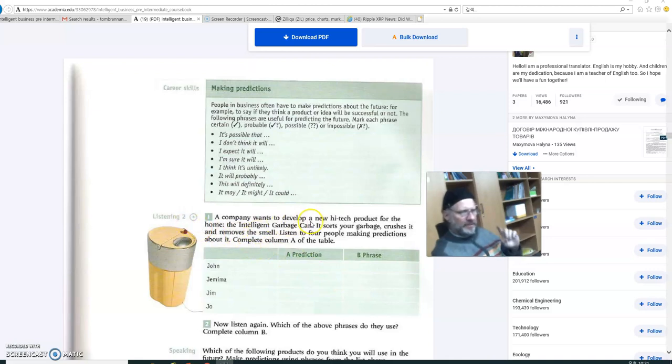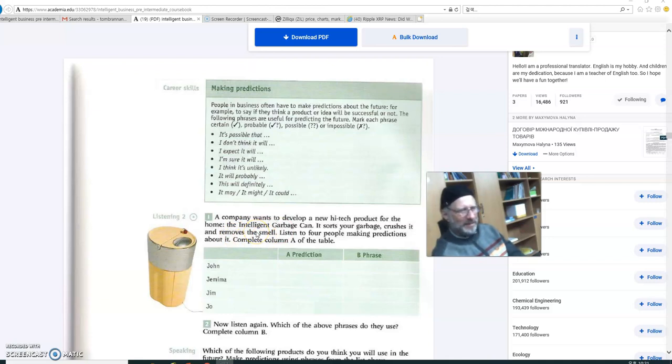A company wants to develop a new high-tech product for the home. Okay, this is kind of cool because we see these in some apartment complexes, don't we? We see these garbage cans where you have to put in a code. A lid opens up, you put the food waste in there, and then it calculates how much food waste you put in, and then it automatically charges you a fee at the end of the month. So we already are familiar with this. This has already become a reality, this smart or intelligent garbage can. It sorts your garbage, crushes it, and removes the smell.